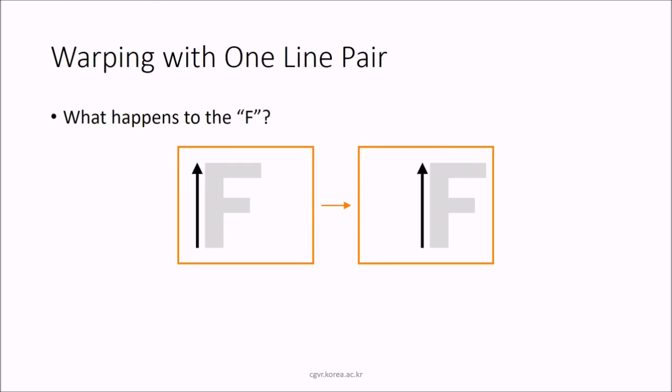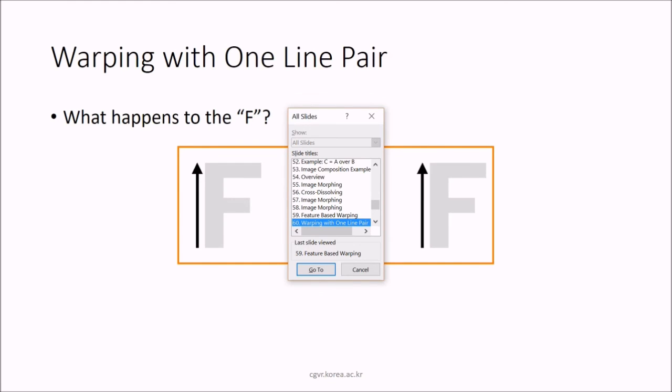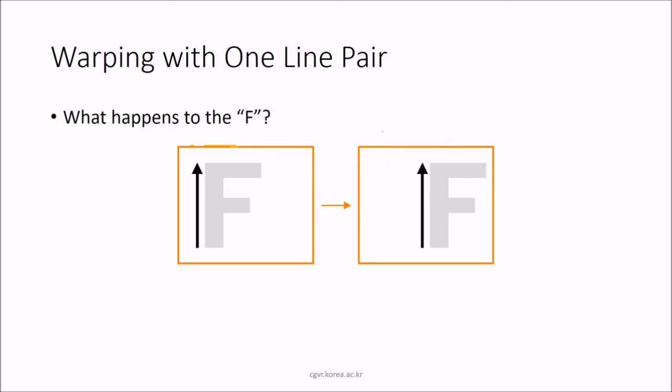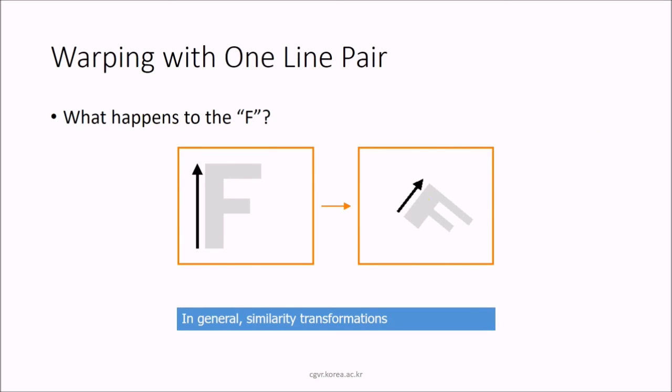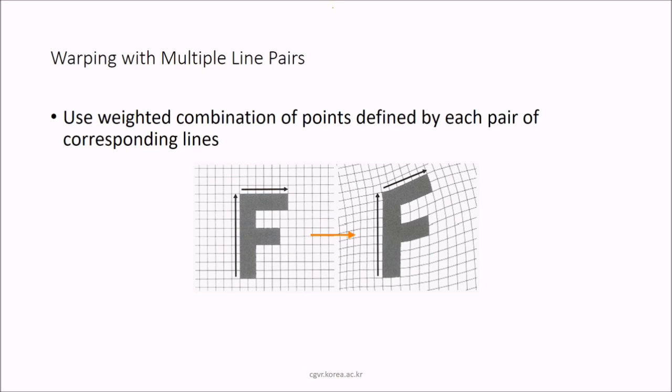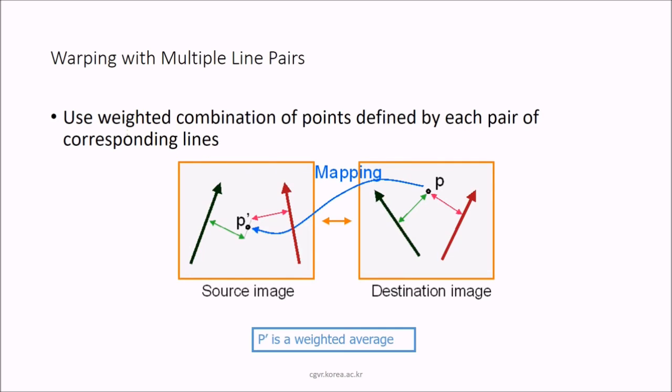And we can have warping with one line pair also. What happens to F here? This is F. So the translation first, then scaling, then rotation, right? In general, it is just like transformations, warping with one line pair. So we use a weighted combination of points defined by each pair of corresponding lines. We can use multiple line pairs also.